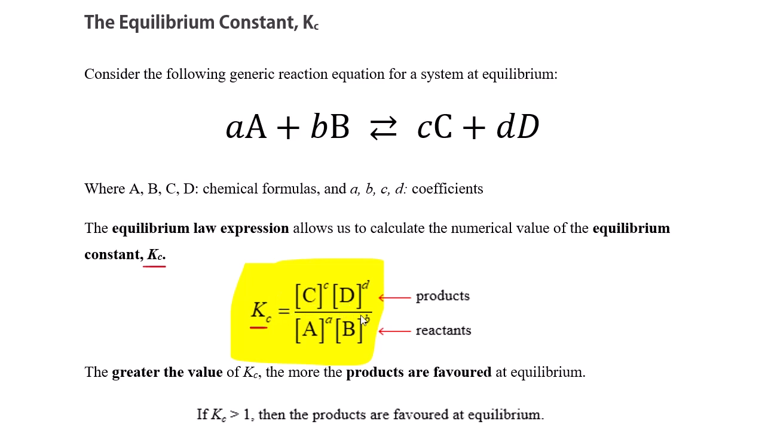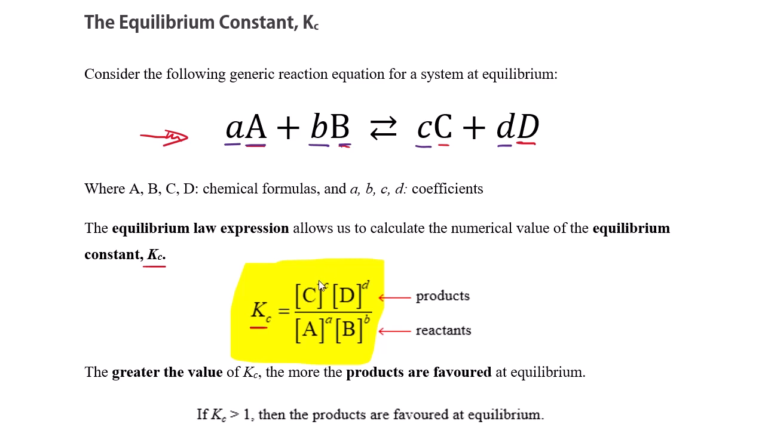Now, how do we calculate it? Okay, so we have a generic chemical reaction. These are my two reactants, and these are my two products. So I have reactant A and reactant B, producing product C and product D. Now these lowercase letters in italics are the coefficients. So my coefficient of reactant A, my coefficient of reactant B, my coefficient of product C, my coefficient of product D.